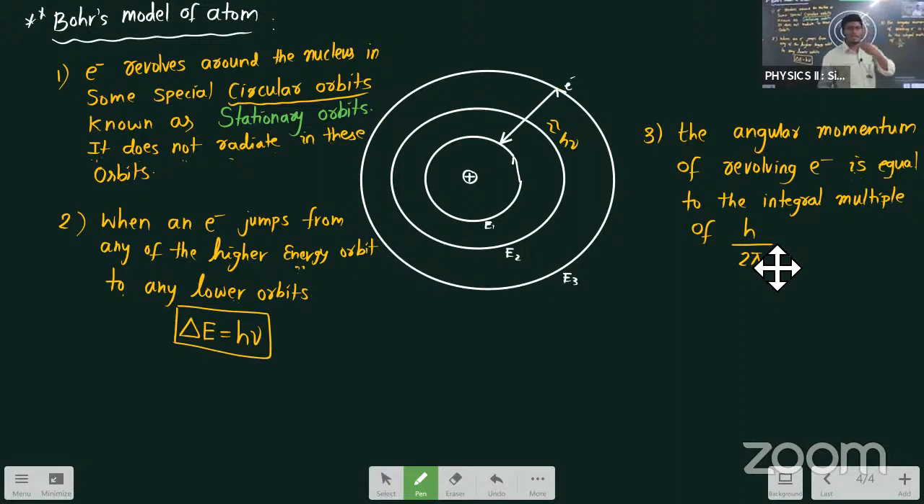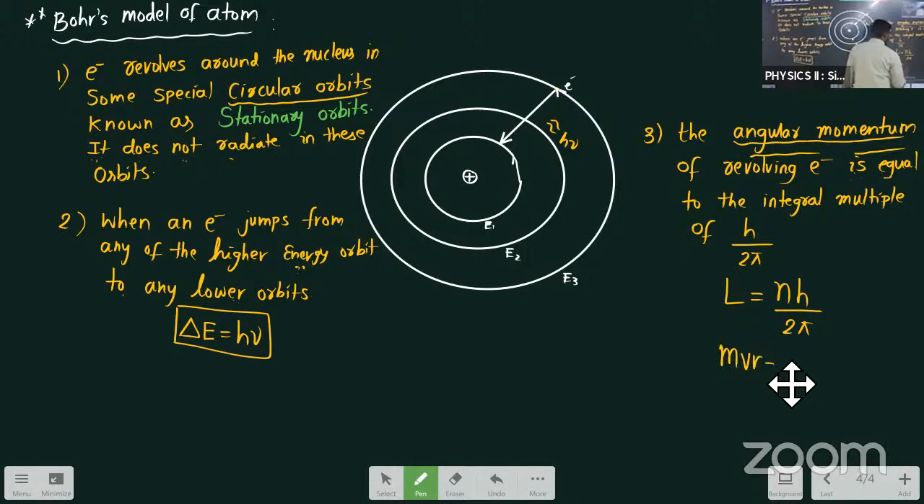Otherwise, you can also write this statement: angular momentum of the revolving electron is quantized. So what will be the equation here? Here we get L equals integral multiple n into h divided by 2 pi. What does L represent? Angular momentum. So it is given as mvr equals nh divided by 2 pi. mvr equals what? nh divided by 2 pi.